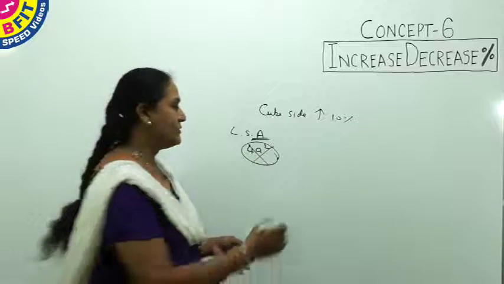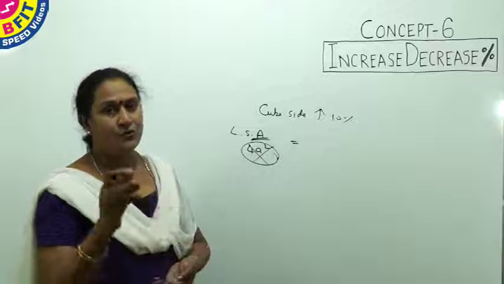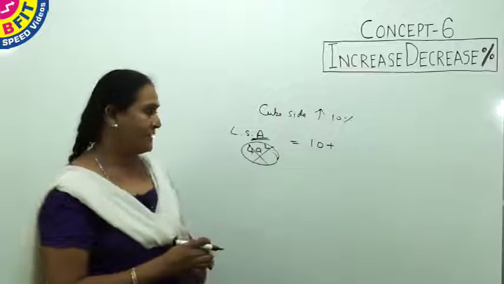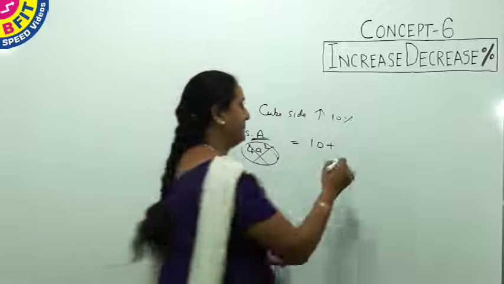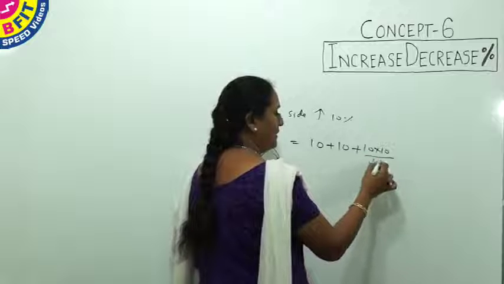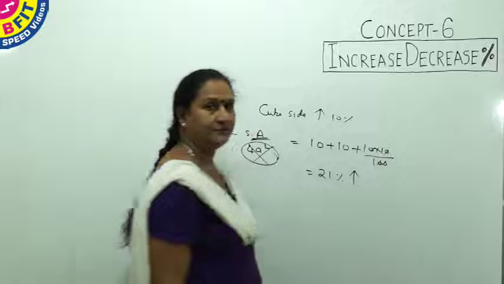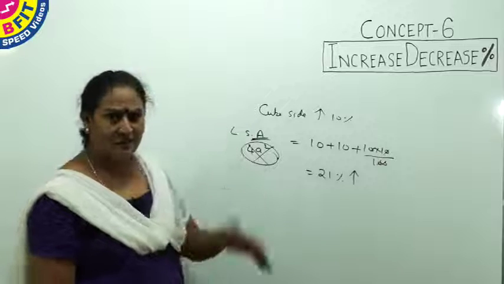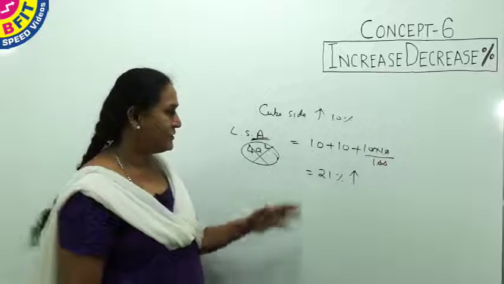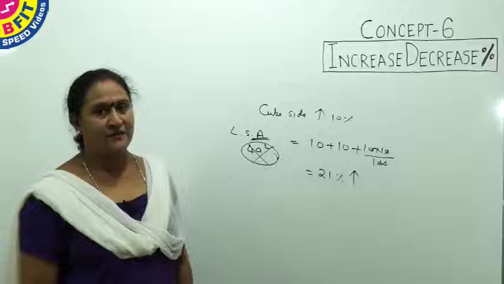So though lateral surface area increase is asked, no need to use this formula and all. We can just use this x plus y plus xy by 100, which we can use for two changes. So x is 10. As for a cube, all sides are same, y factor is also 10. So x plus y plus xy by 100, what will be the net increase? It is 21% increase. So for a cube, when lateral surface area increase is asked, no need to use the formula and all. Just use x plus y plus xy by 100. So net increase is 21%.